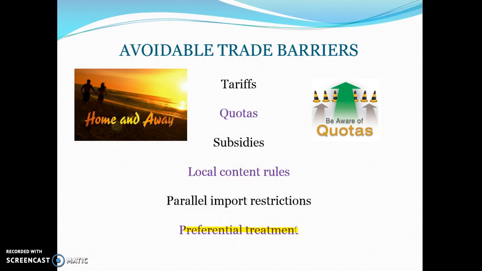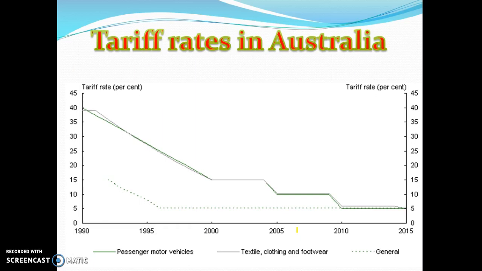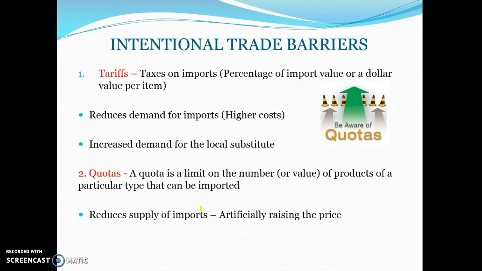preferential treatment. You can see in Australia, tariffs have gone down considerably over the last 25 years, particularly in the motor vehicle industry and textiles and clothing and footwear, so these 2 lines that are going like this. Generally, they weren't as high in the past, but they have still gone down considerably.